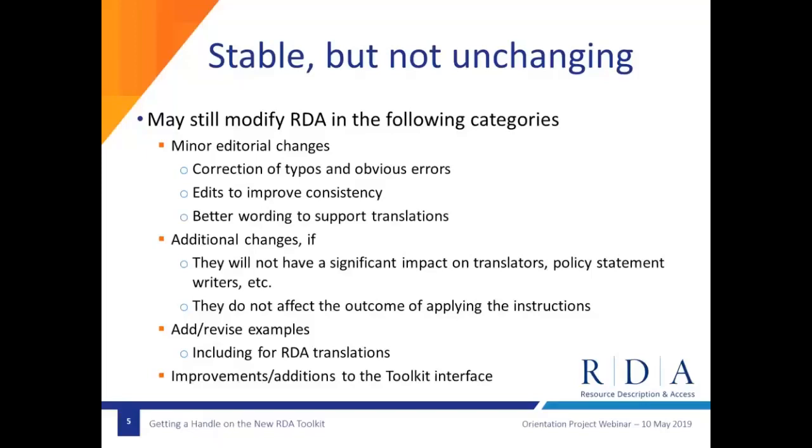We also may consider additional changes if, and this is a big if, they will not have a significant impact on the translators, policy statement writers, and so forth. If we're promising a stable text, it needs to be stable enough for them to move forward with confidence. So the additional changes that we make also need to not affect the outcome of applying the instructions. However, we will continue to add and revise examples, including for the translations that are in progress. And of course, we will be continuing to improve and add to the toolkit interface, and James will talk about that later.